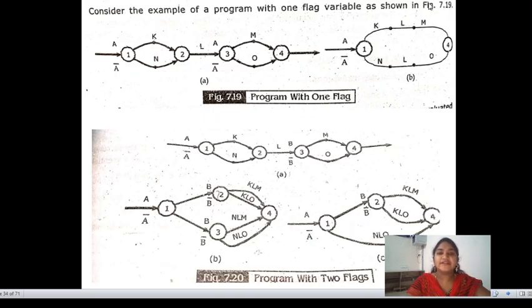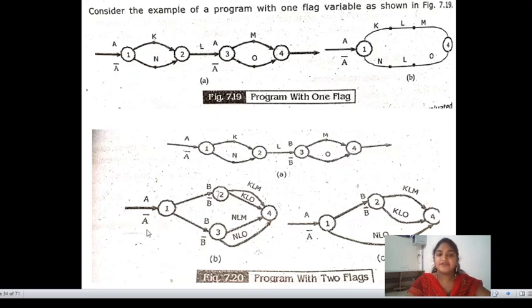The only difference is that the same flow graph starts with nodes 1, 2, 3, 4 and so on, and K, N, M, O. These are all the data link representations or transition representations from one state to another state, and this is the flag variable which defines a positive case and negative case like A and A bar. So this is the flag with one variable. If you take two variables, see this A and B. So two flag variables A and B, A bar, B bar. For two flag variables there are also positive and negative cases, one positive case and another negative case.